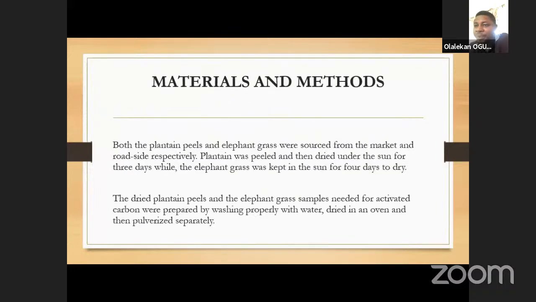So here, these are the methodology we employed in carrying out the research. We sourced the materials from markets, and some were picked at the roadside. They were sorted, peeled, which is the pretreatment, and dried under the sun for days, just like the other activated carbon process. They were prepared by subjecting them to washing, then drying in the oven, then later pulverized. Next slide, sir.